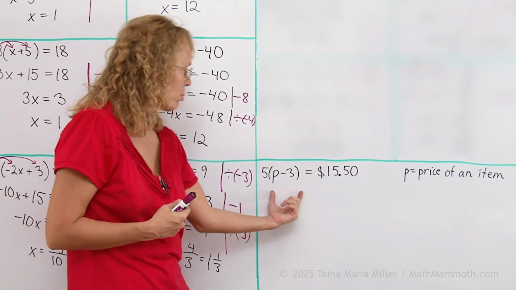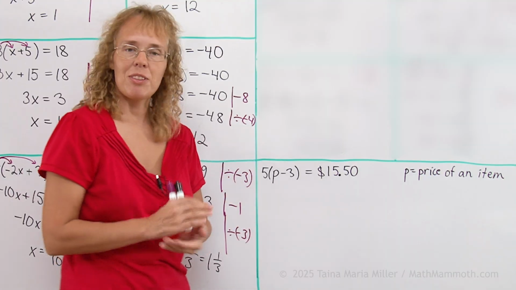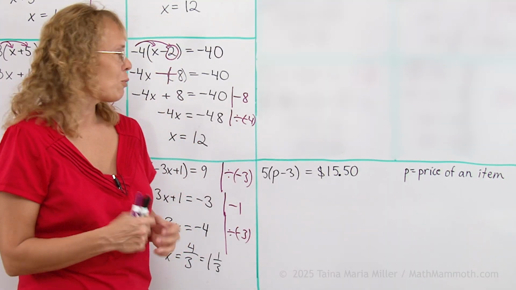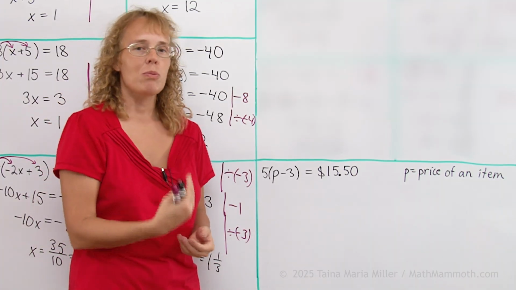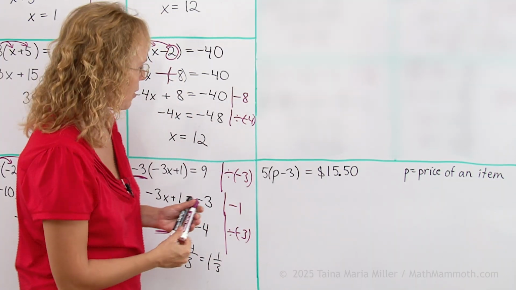5 times that reduced price. And then the total bill is $15.50. And the question would be, what is the price? I mean, the original price before it was reduced by $3. What is the original price?